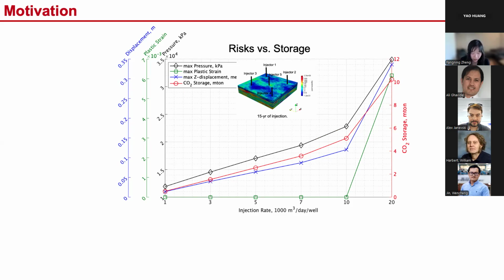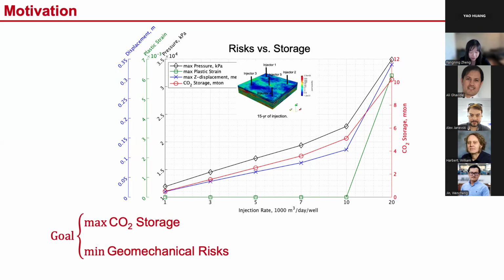We could observe that as we inject more CO2 into the reservoir, the greater displacement and plastic deformation the field will undergo, which means a higher potential for the reservoir rocks to undergo failure or fracturing. So this becomes two conflicting objectives. Our goal is to increase the CO2 storage while minimizing the geomechanical risk it will bring to the reservoir by finding the best combinations of injection location and injection rate in the field.